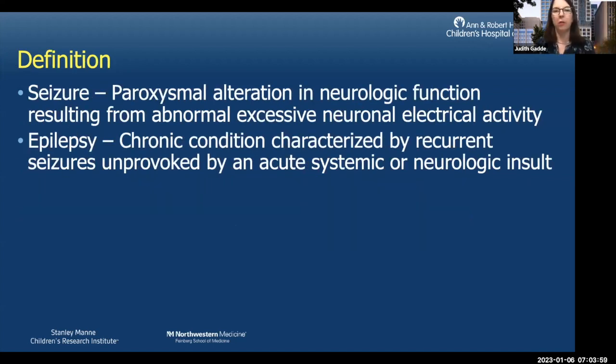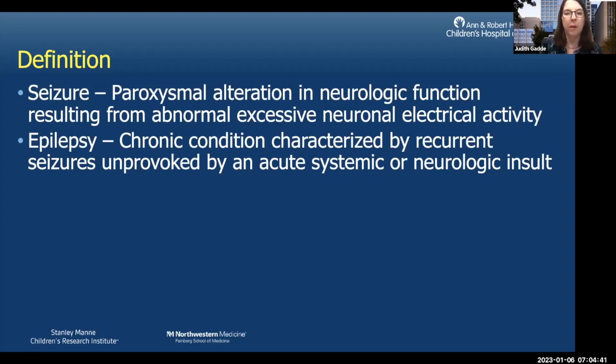So just to briefly introduce what is seizure and what is epilepsy, because I think sometimes people get these confused or think that they're interchangeable, which they're not 100% interchangeable. So a seizure, by definition, is a paroxysmal alteration in neurologic function resulting from abnormal excessive neuronal electrical activity. But compare that to epilepsy, which is actually a chronic condition characterized by recurrent seizures, which is unprovoked by an acute systemic or neurologic insult. So again, epilepsy means that it's a chronic condition where they've had recurrent seizures that's unprovoked.